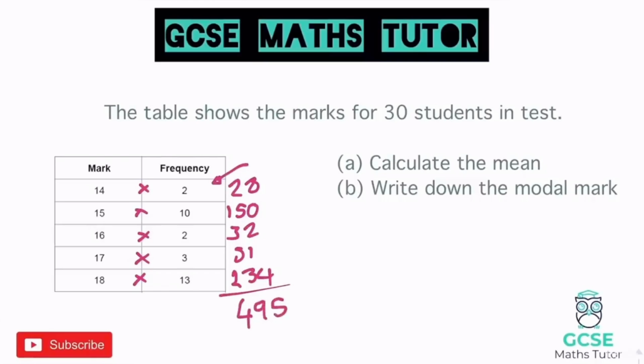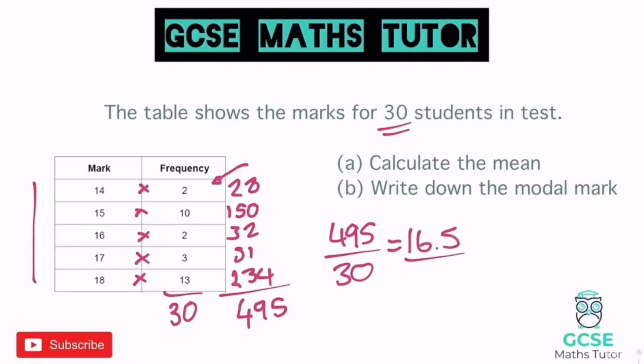So that's their total, and it says that there are 30 students up here. Although if we didn't know that, we could add together this frequency column and we get a total of 30. So to find the mean, we just need to do 495, the total amount of marks, and divide it by 30. And that gives us a final answer there of 16.5. And don't forget, your answer has to fall in between the range here, which is between 14 and 18, so 16.5 is within that. It makes sense, we're happy with that.